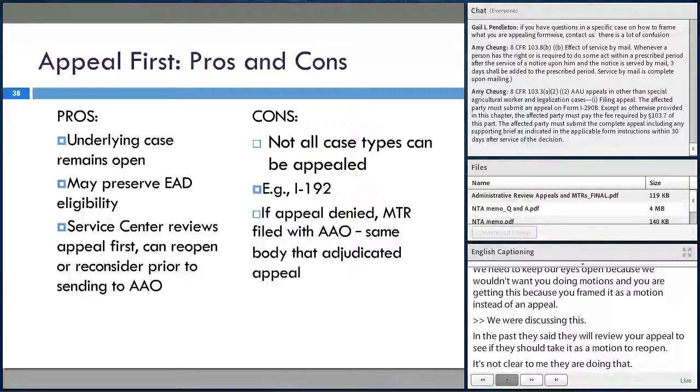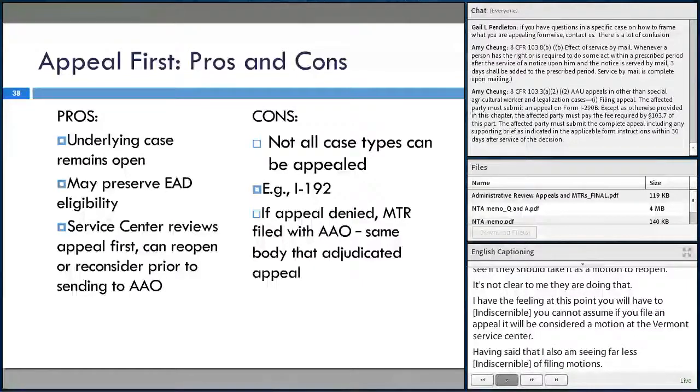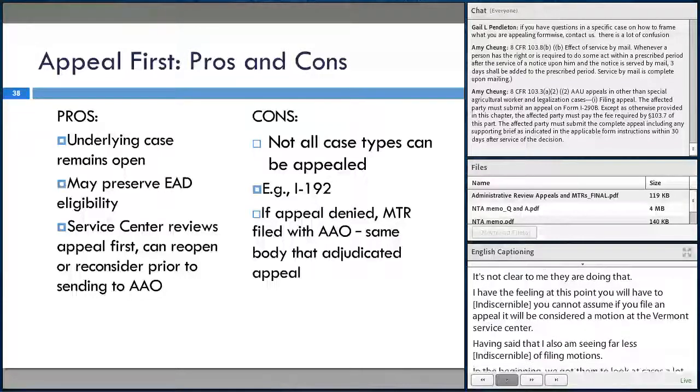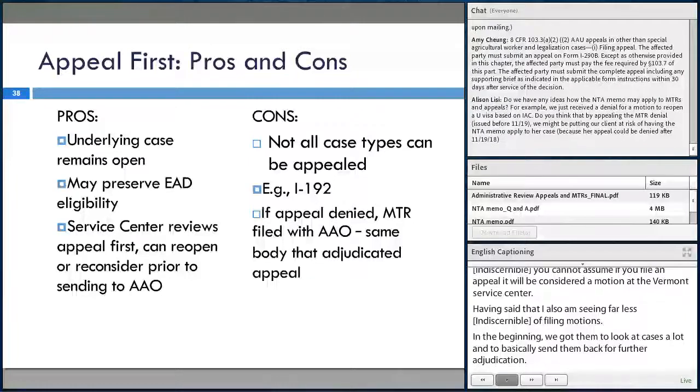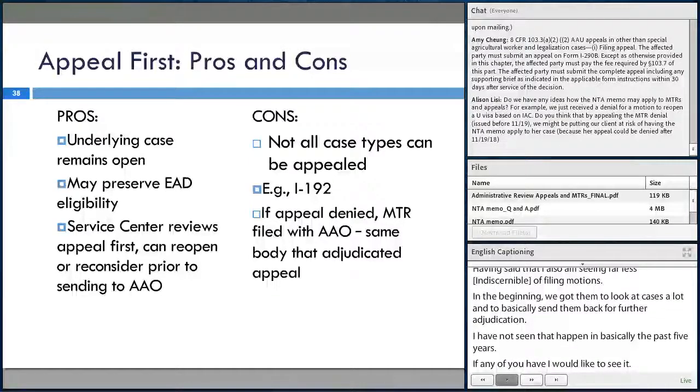Having said that, I also am seeing far less fruit borne of filing motions to reopen or reconsider with Vermont. In the beginning, we actually got them to look at cases a lot and to basically send them back for further adjudication. I have not seen that happen in basically the past 5 years. If any of you have, I'd love to see it, to see what context it was in. But it's very hard, in general, to get the same adjudicator to look at the case they did and say, whoops, I made a mistake, right? That just doesn't happen that often.